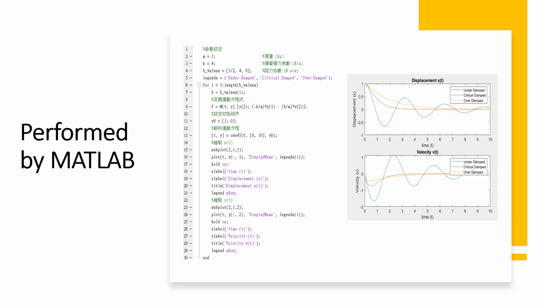Here are our results. First, we perform our results by MATLAB. We do some basic settings of our parameters, and then we define our motion equation. Next, we set our initial condition, and then do analysis of the motion equation. Finally, we generate the xt plot and vt plot, and here are our results.